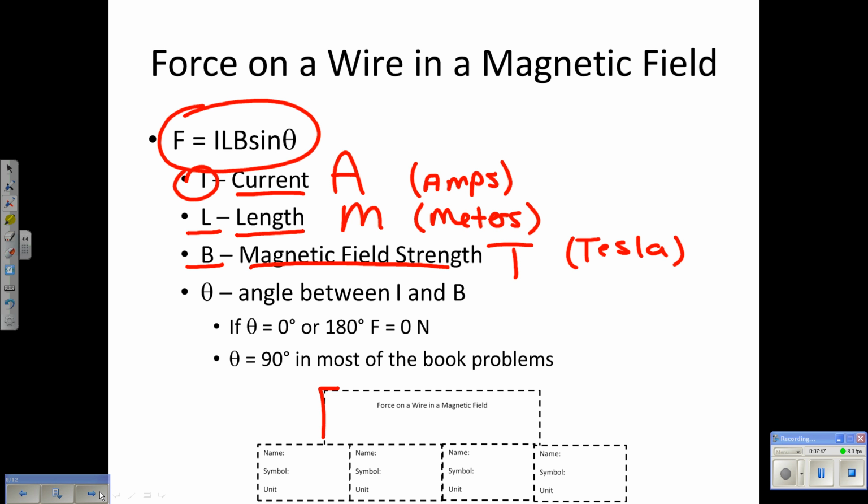And in this case, our angle is between I and B, which is basically the same thing as V and B, because V is the direction they're going, I is the direction of the current, so the direction everything is flowing. Same thing happens if theta is 0 or 180, your force is 0. If it's 90, which it is most of the time, then your new one, which you can write in here, equals ILB. So if you're at 90 degrees, force equals ILB. That sine theta just equals 1.